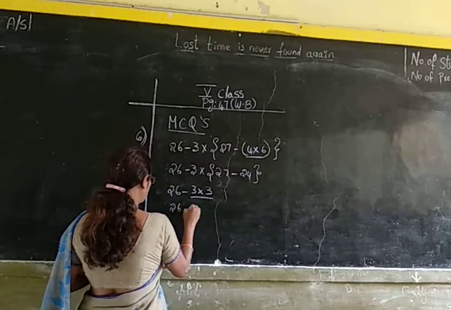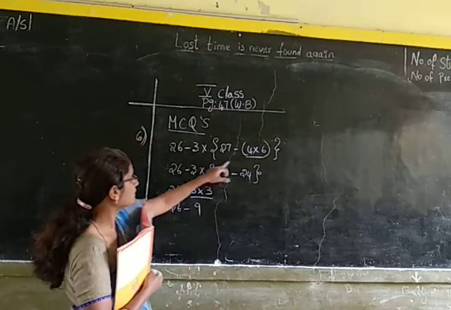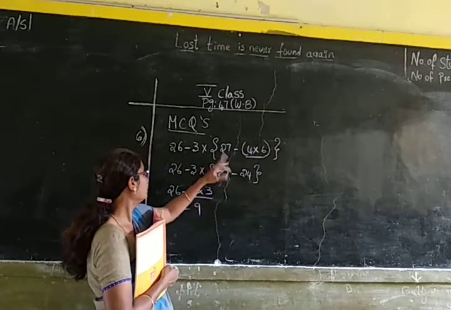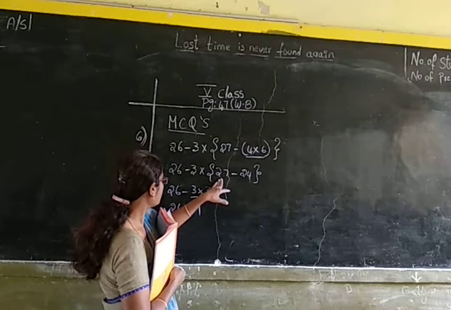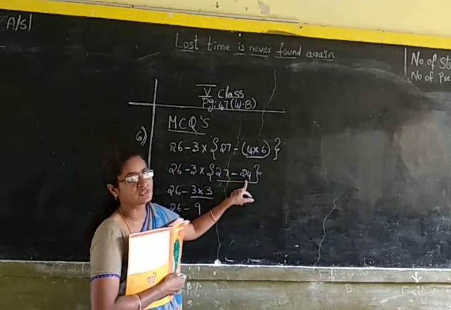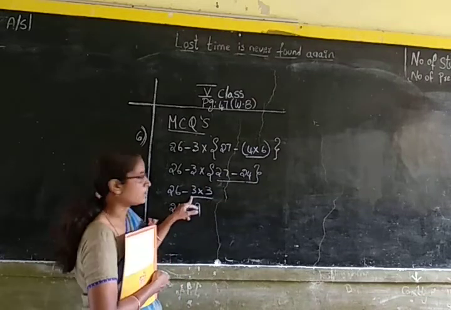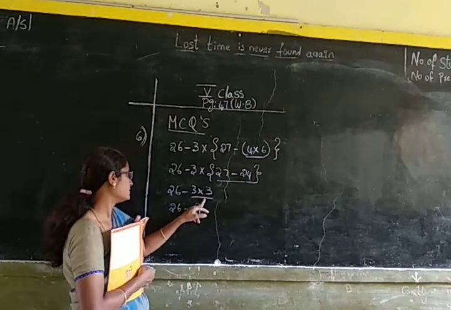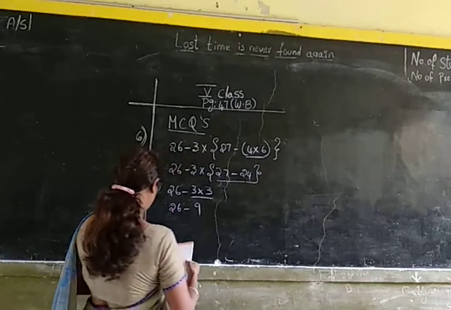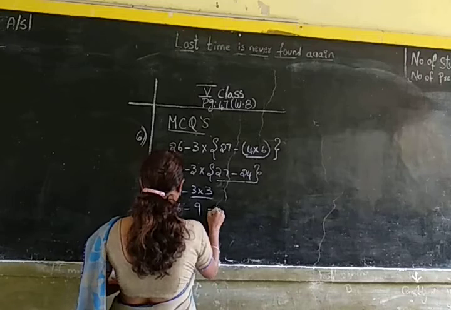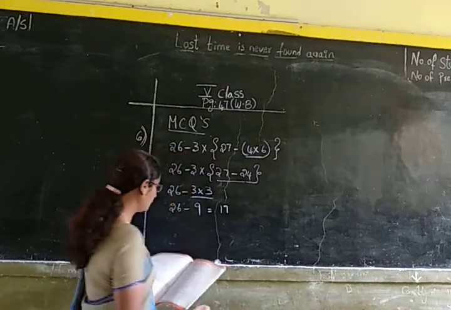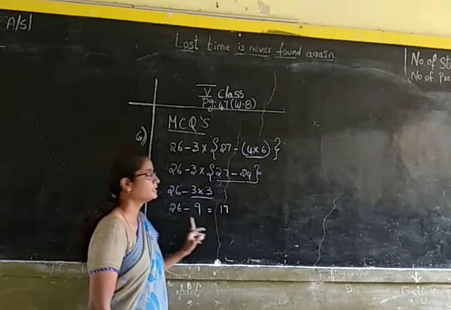Now 26 minus 9. Okay children, first you have to solve the terms inside the round bracket. 4 sixes are 24. Then you have to subtract, then you have to solve the terms in the flower bracket. 27 minus 24 is 3. And now you have to do the multiplication. 3 threes are 9. Now you have to do the subtraction. 26 minus 9 is equal to 17.